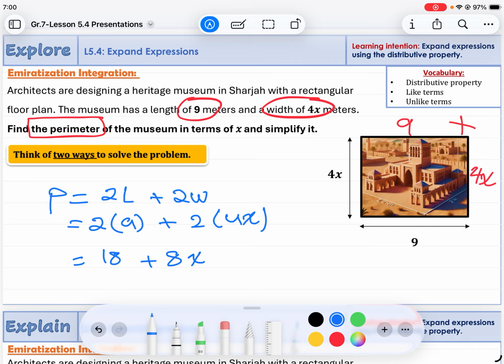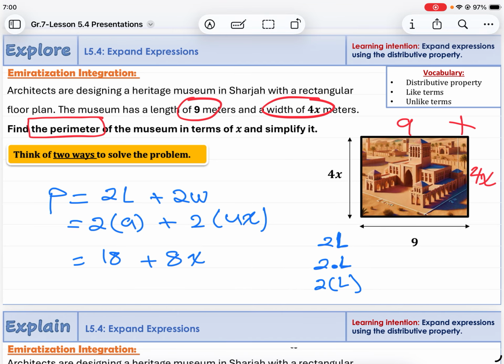So remember the multiplication signs. I repeat again. If you have nothing between the variable and the coefficient, this means multiplication. For example, 2L, you can write it like that, or you can write it using a dot multiplication, or you can write it using parentheses. So always remember, whichever operation you cannot see, that will be multiplication. These are the 3 ways that we write multiplication. So that's it for this word problem.